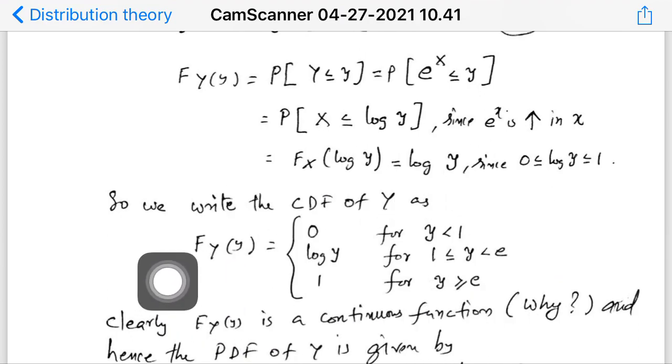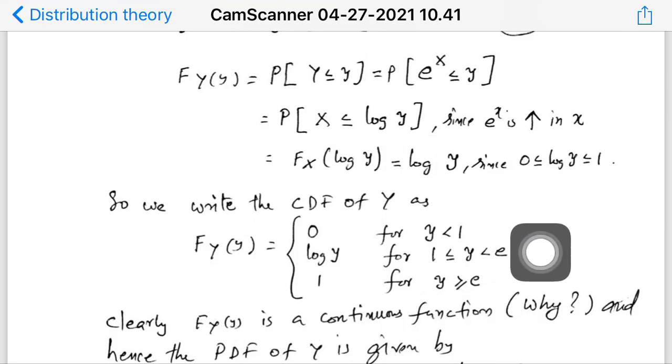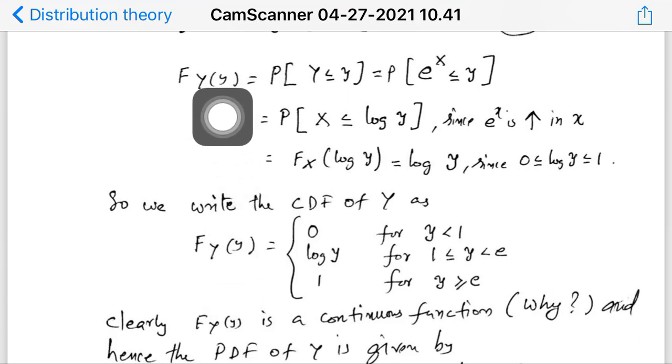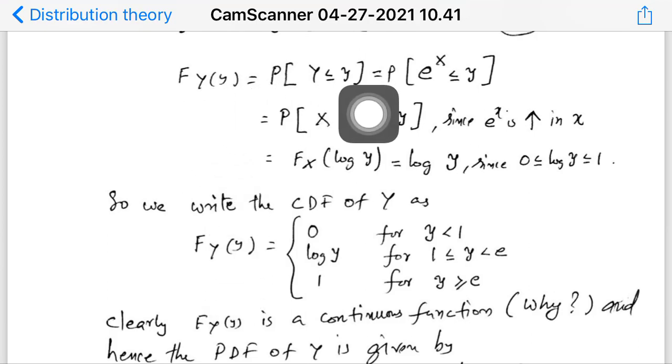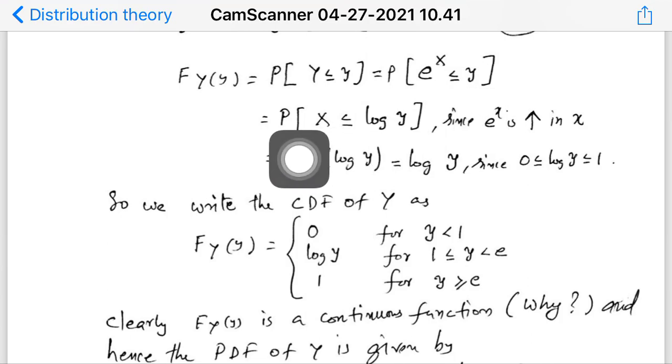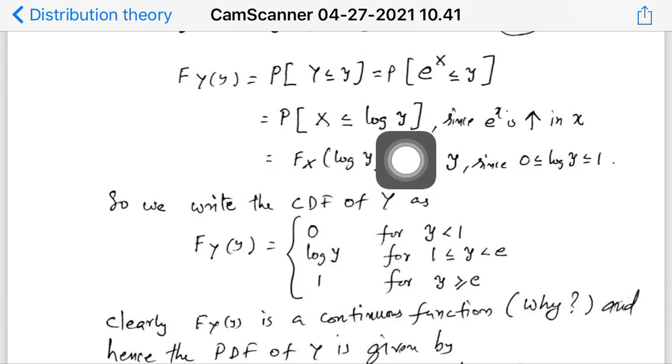Actually, this solution for the distribution function of Y is a roundabout way, sometimes you can feel so. You can find F_Y(y) directly. How? F_Y(y) is equal to the probability that Y is less than or equal to y, which equals the probability that e to the power of X is less than or equal to y, which equals the probability that X is less than or equal to log y, and this probability you can express in terms of an integral.